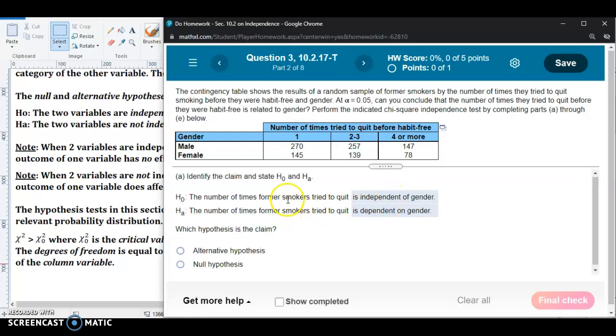Okay, so which one of these statements, the null hypothesis or the alternative hypothesis, represents the claim given in the problem? When you read this statement, can we conclude that the number of times they tried to quit before they were habit-free is related to gender? Remember, if two variables are related, it means they are not independent, meaning that they are dependent. So the claim here can be represented by the alternative hypothesis.